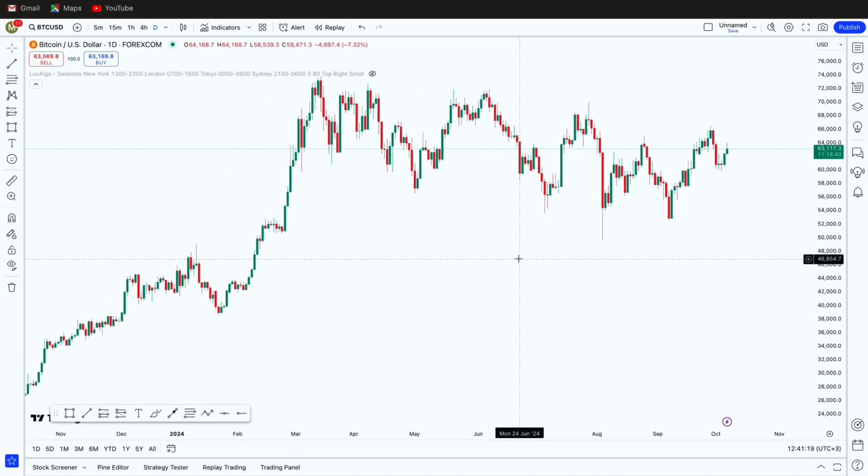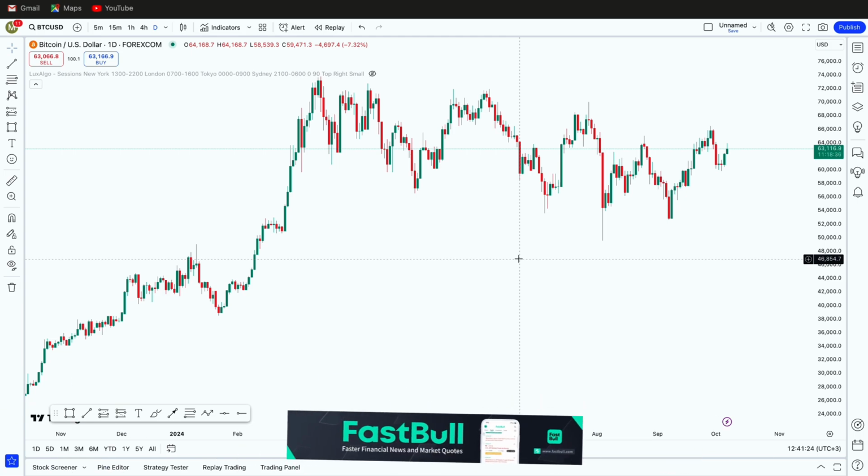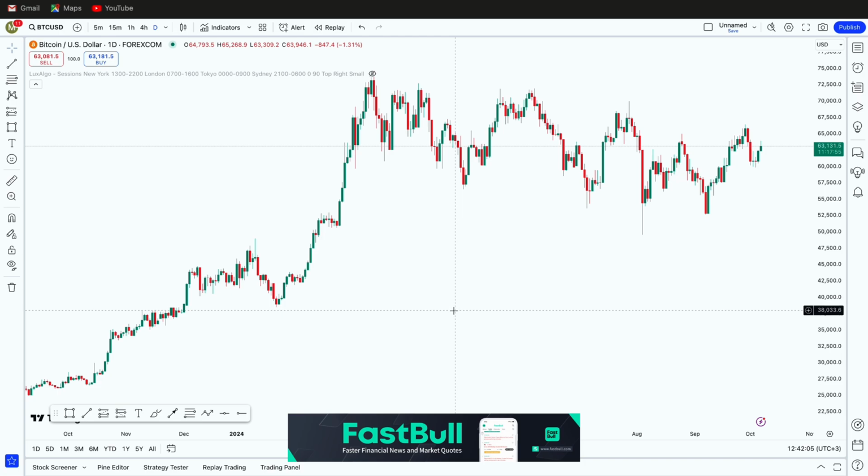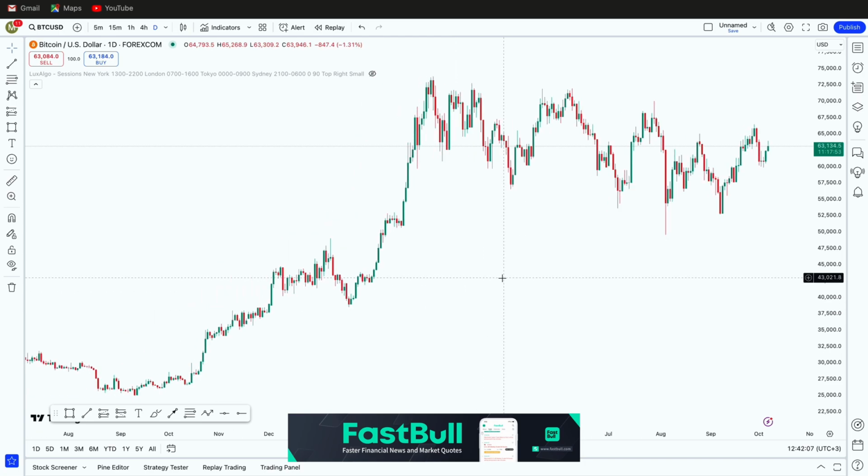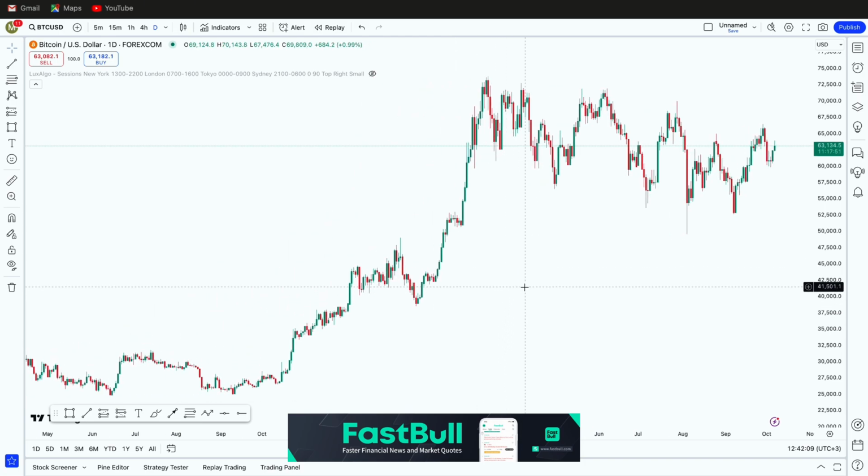So traders, this is my BTC USD chart, a very beautiful one. And I'm just going to give you advice. If you want to learn how to trade, you need to first focus on only two forex pairs. So currently you can see the price of BTC is in an uptrend. When I zoom out like this, price is in an uptrend.